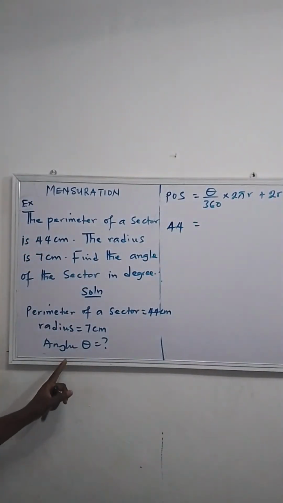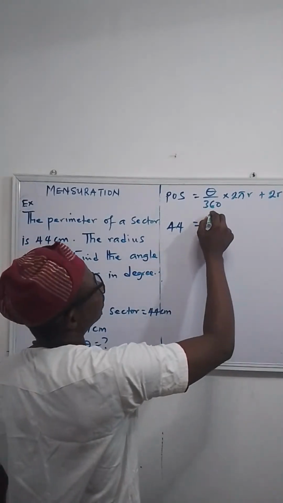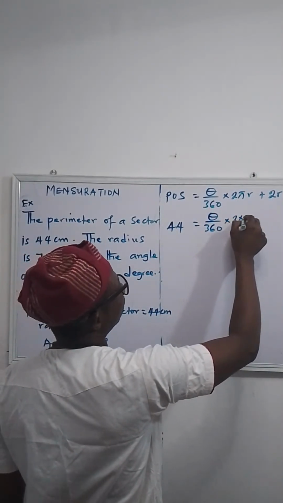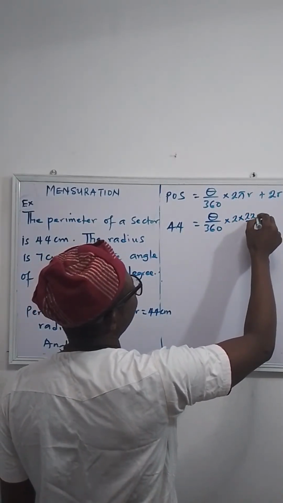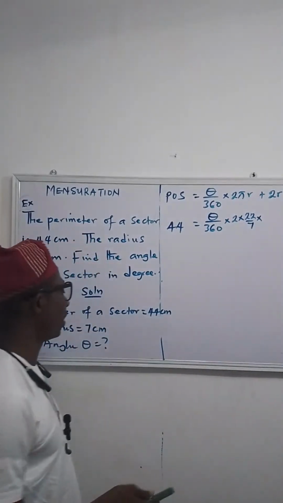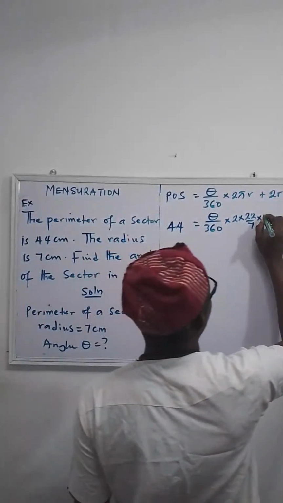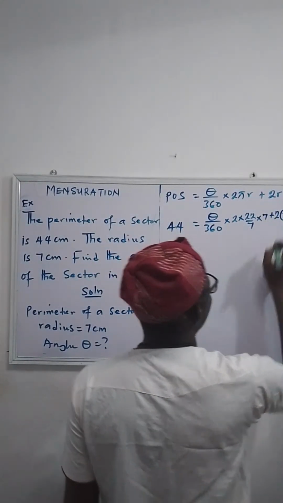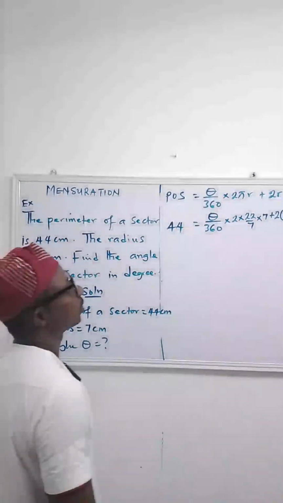Now theta is what we are looking for. That is the angle subtended at the center by this sector. So we have theta over 360 times 2 times 22 over 7 times the radius. The radius has been given to be 7. So we have times 7 plus 2 times 7. Do you understand that? Okay, so now let us simplify.